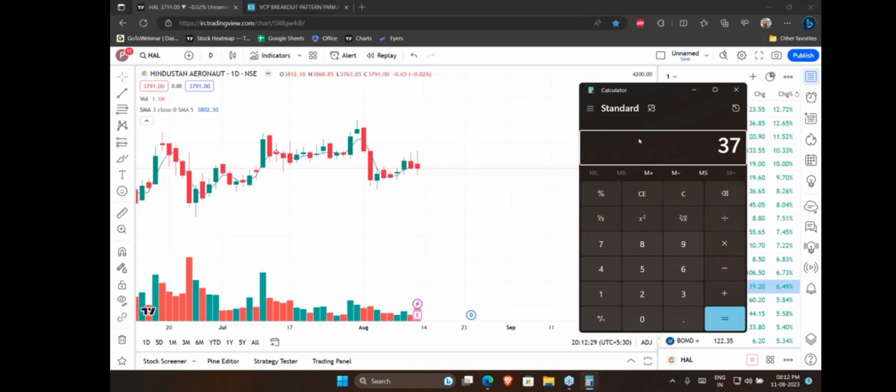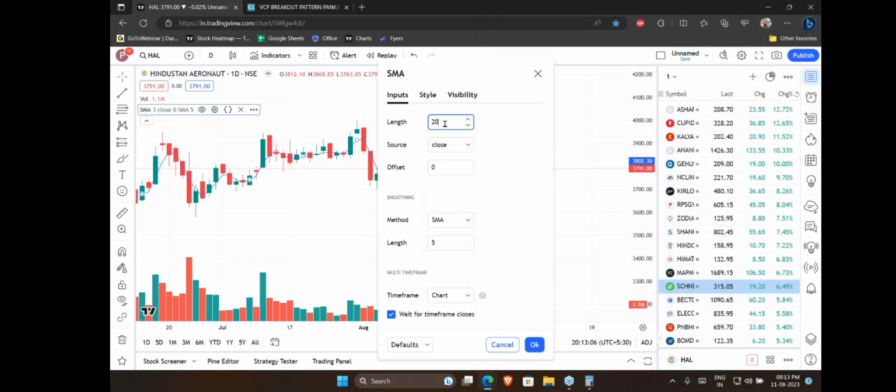3791 is the closing, plus 3791.65, plus 3824.25, divide by 3. Is it right that we got the moving average value of 3802.3?